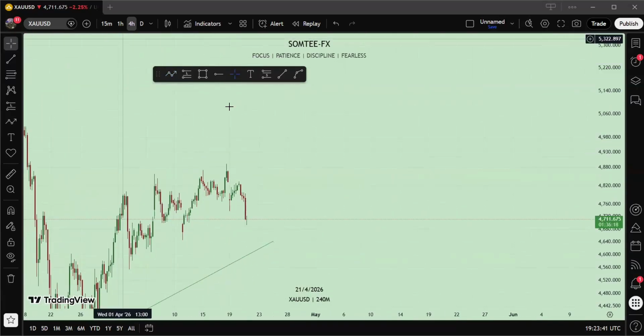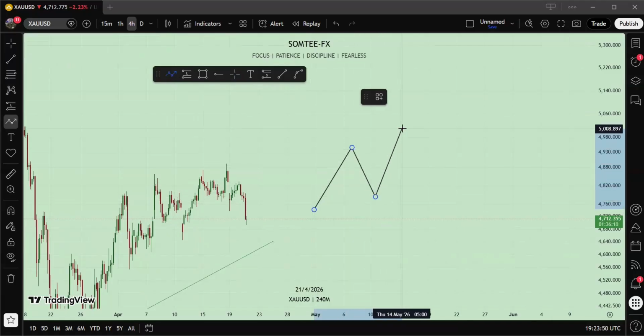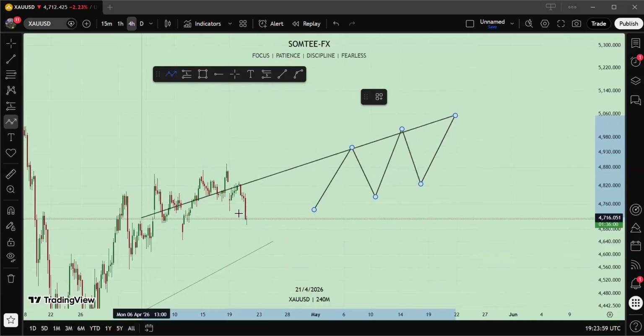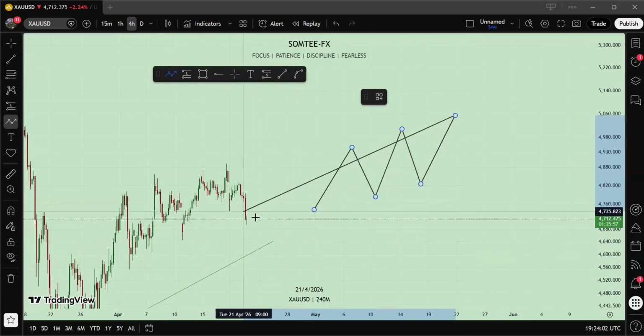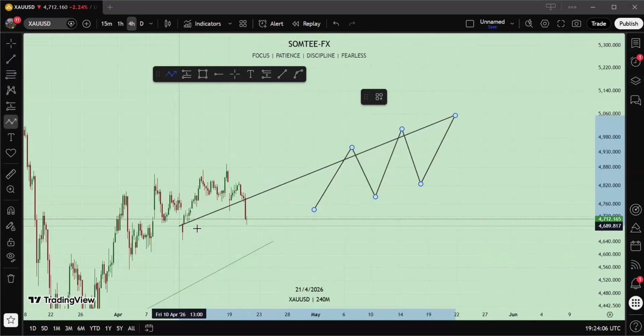Let me just wait here. Yes. It's showing us a higher high, a higher low, a higher high, a higher low. Note all these things you are seeing: a higher high, a higher low. This low that you are seeing being created here has not broken the final low here.